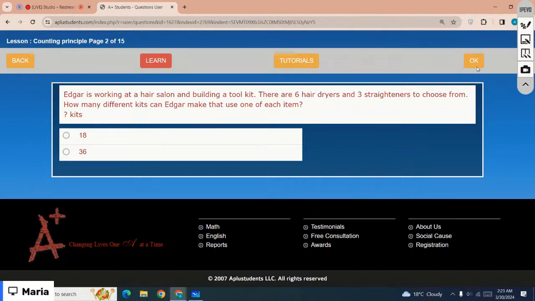Edgar is working at a hair salon and building a toolkit. There are six hair dryers and three straighteners to choose from. How many different kits can Edgar make that use one of each item? So which is the correct option?